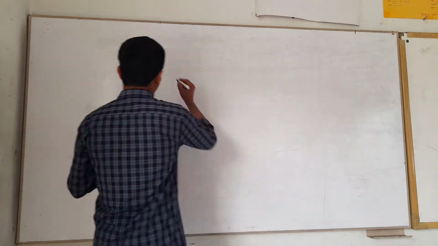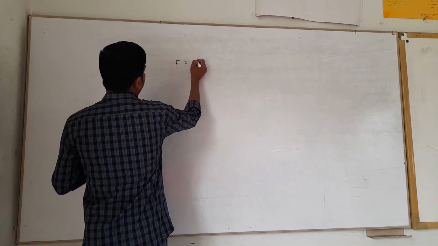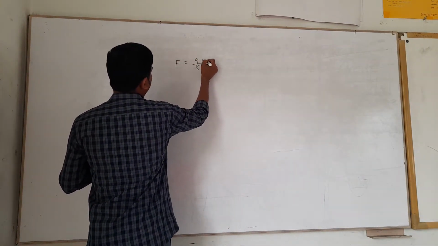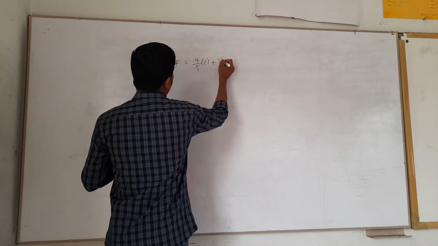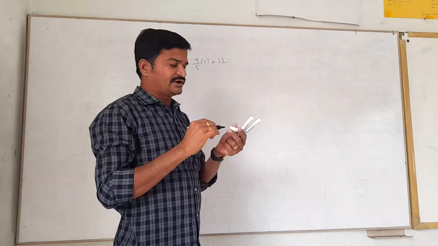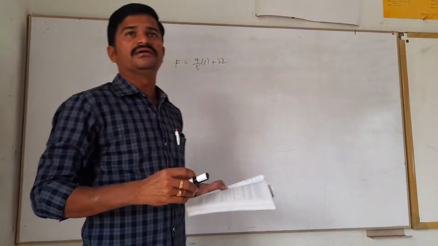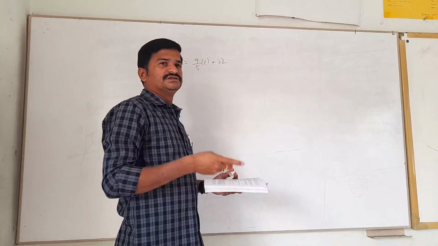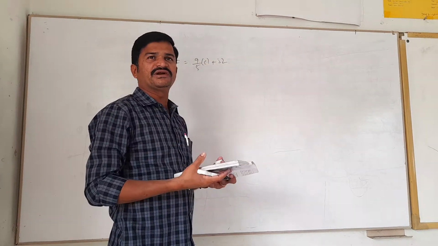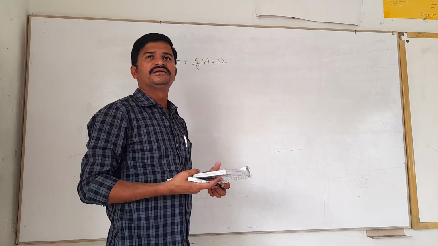F equals 9 by 5 into C plus 32. What are the points we got yesterday? Tell me. Some points we prepared. Seeing yesterday's solution, tell me what are the 2 points we got.